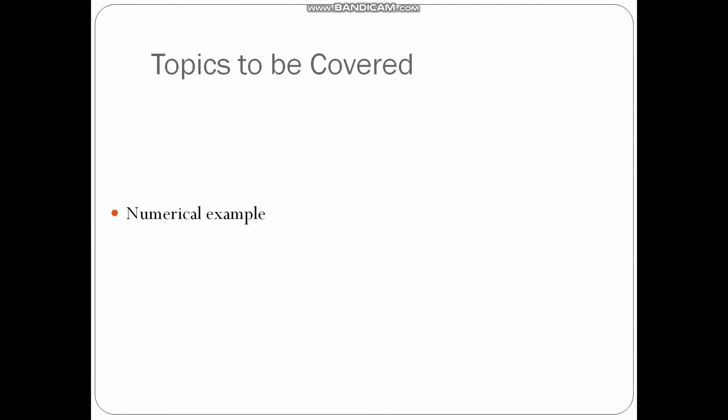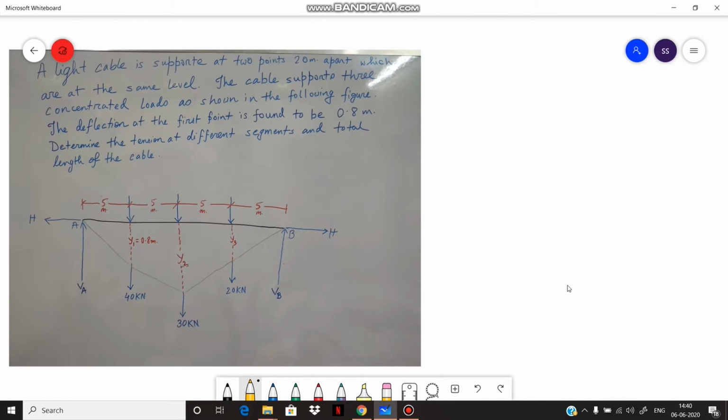So in this lecture, we will be doing some numerical examples in order to understand the mechanics of cable, that means the cable suspension bridge. So let us draw a problem on cable analysis. And this is the problem.